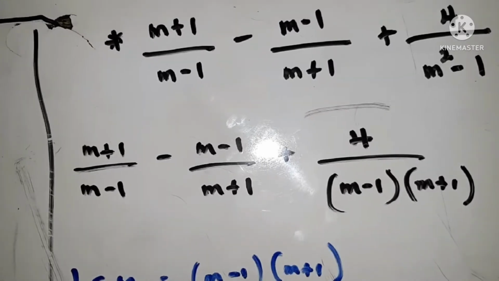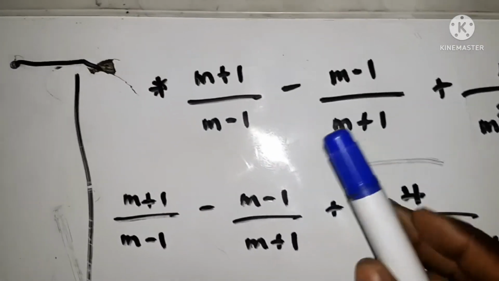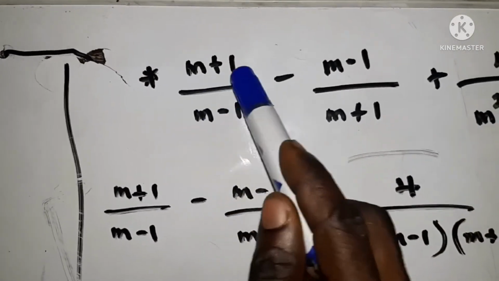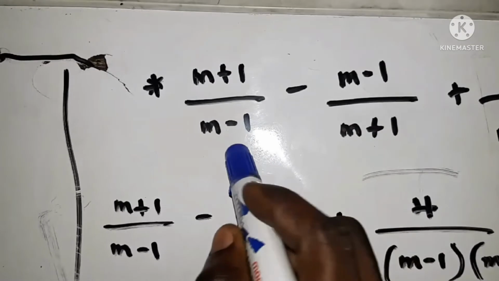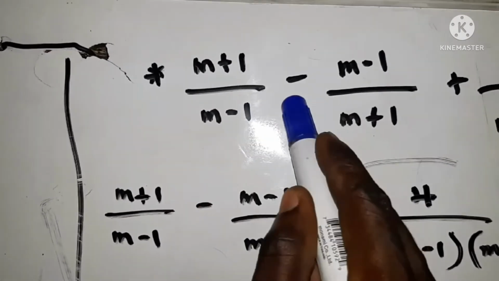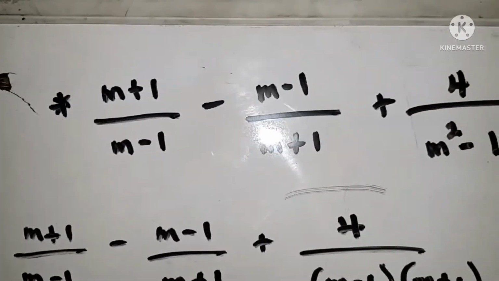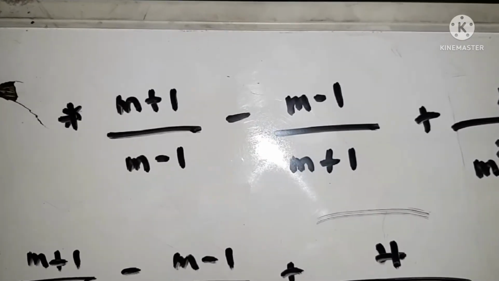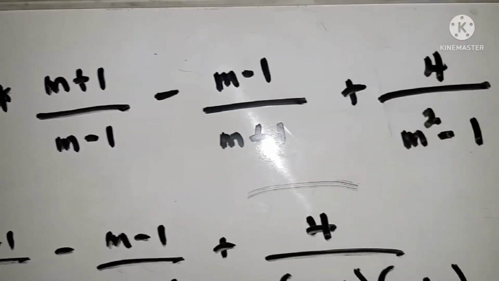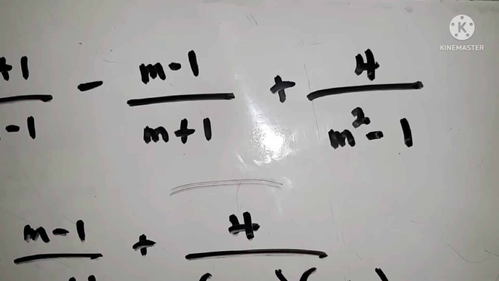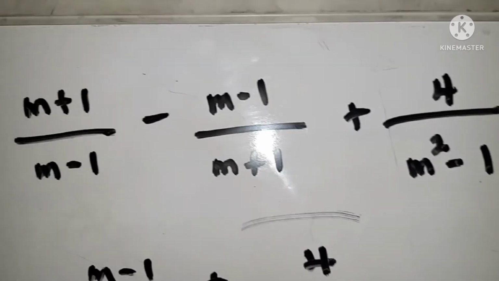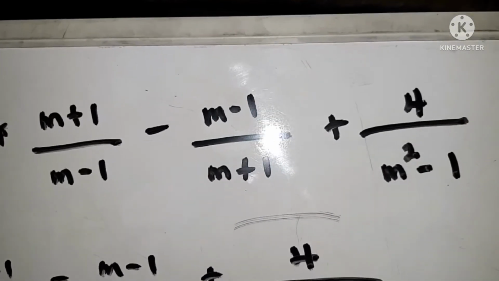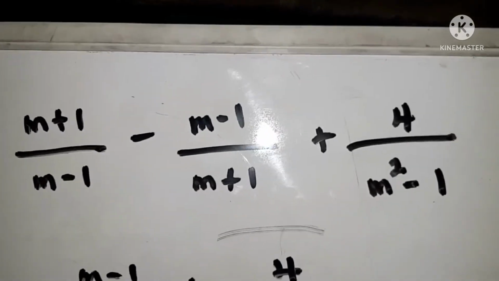So that is awesome. So here is a very tricky question. So watch out. This question says m plus n, m plus 1 over m minus 1, everything subtracted by m minus 1 over m plus 1. Then we also have 4 divided by m squared minus 1, right? So we are going to simplify these three terms here. Okay, so how do you do that?